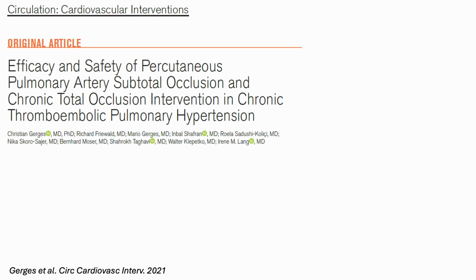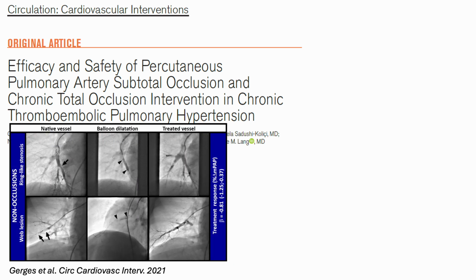And that leads us to landmark study number 4 by Irene Lang's group. This is now one of the largest accumulations of single center experience in balloon pulmonary angioplasty. They looked at what the impact is on hemodynamics if you take on subtotal and chronic total occlusions in balloon pulmonary angioplasty. This is their nice graphical abstract. What you're seeing here, on the far right-hand side of this figure, is the reduction in mean pulmonary arterial pressure by percentage. It's about a 0.8% reduction when approaching just lesions that are non-occlusive, so stenoses as opposed to complete occlusions or subtotal occlusions.